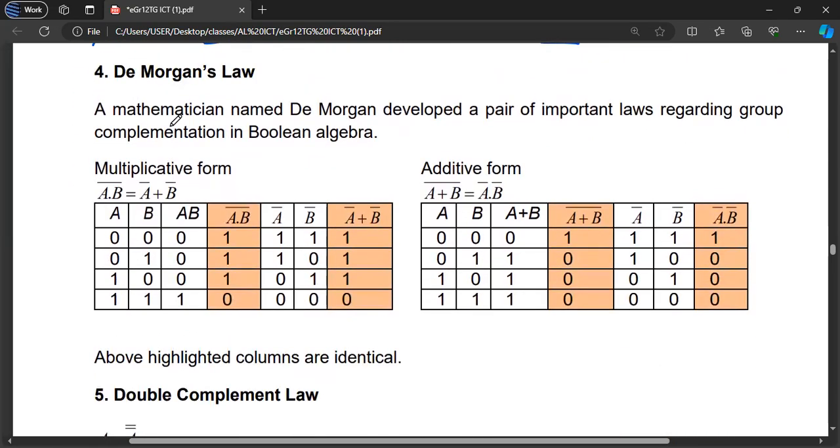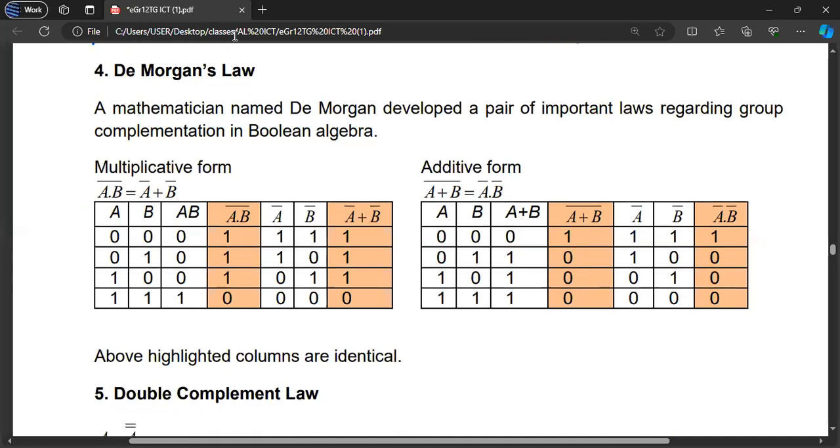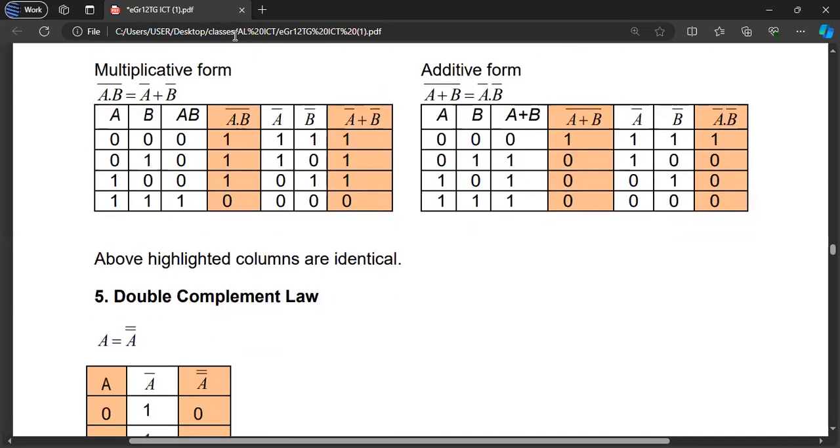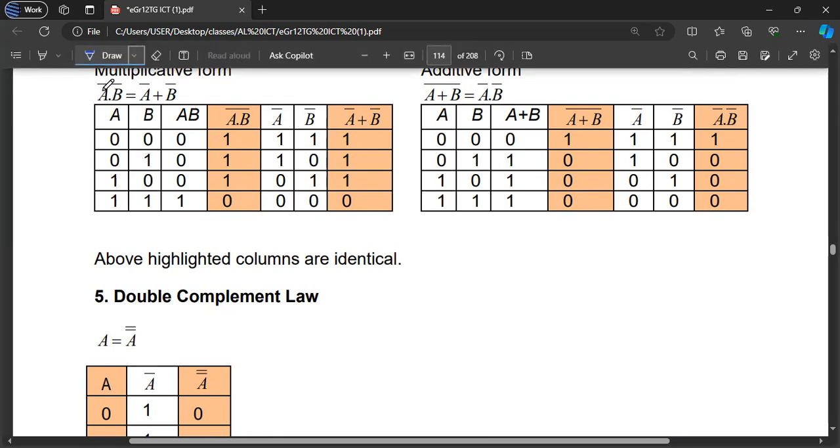Now this De Morgan's law is one of the very important laws when it comes to the final examination, your advanced level ICT examination, right? So we have two forms here too. One is the multiplicative form and the other one is the additive form. Multiplicative form: (A dot B) whole thing bar.